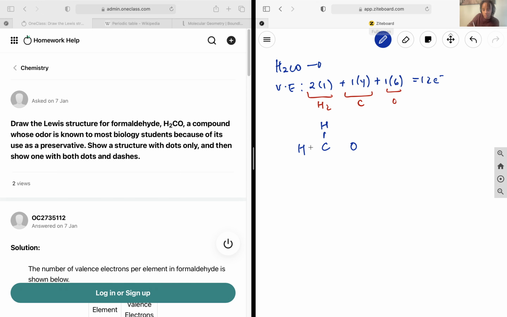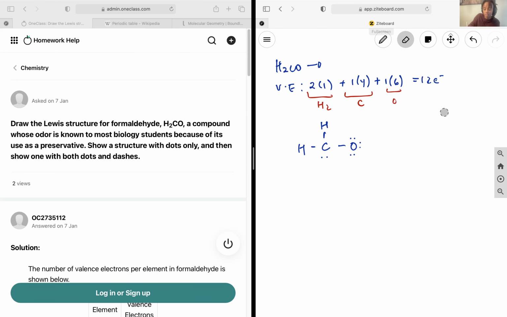We know the hydrogens can only make 1 bond, and then let's go ahead and put 1 bond between these two and fill in our octets, and then let's see if we get 12. We have 6 from the oxygen, plus 2 from the carbon, plus 6 caught in bonds, so 3 by 2 in bonds. And that is going to give us 6 plus 2 plus 6, and that's 14 electrons. So we have an extra 2 electrons here that we don't need.